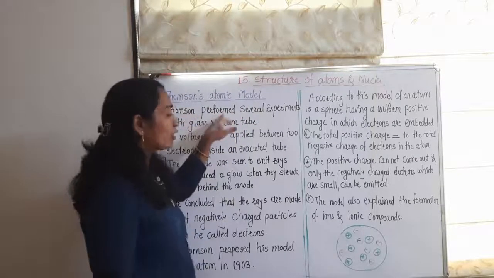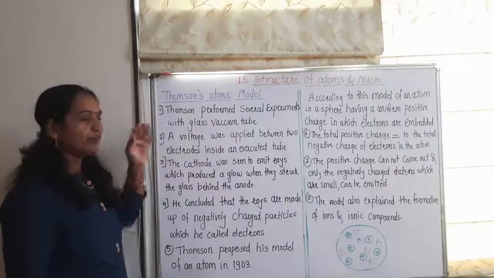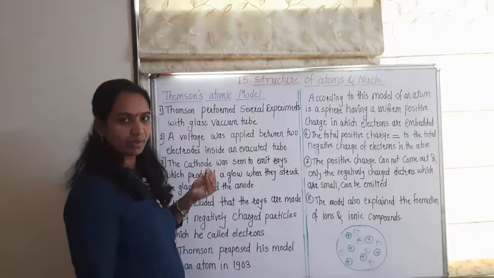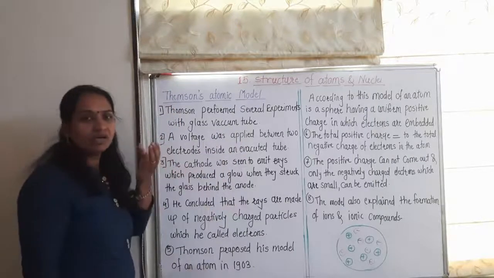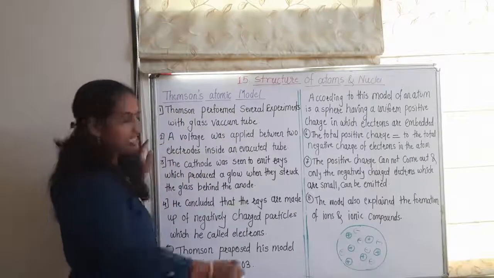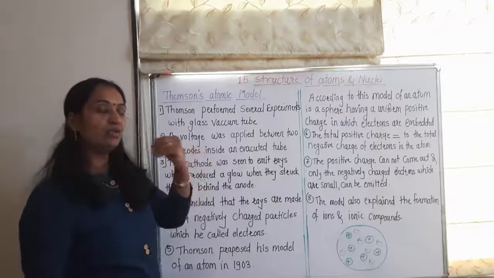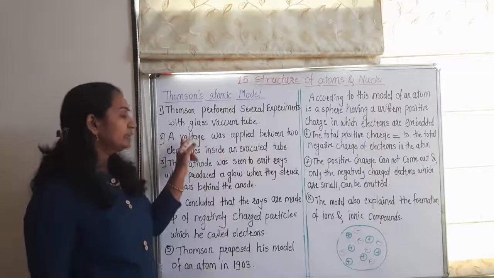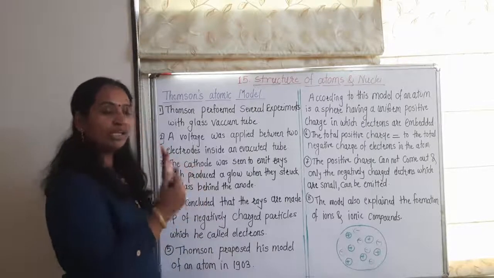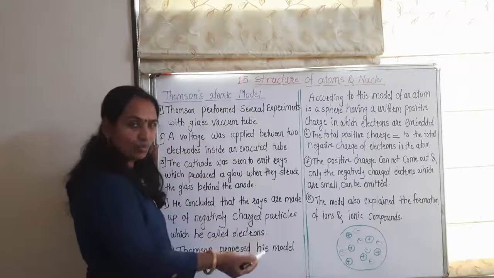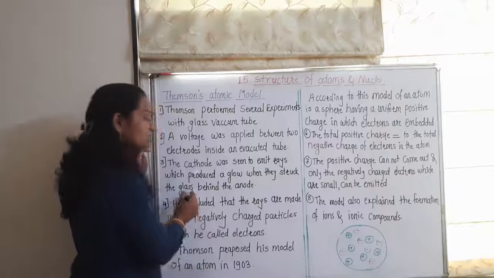Thomson performed several experiments with a glass vacuum tube, and this glass tube consists of two electrodes, the cathode and the anode. When a voltage is provided between the cathode and anode, the cathode emits rays which produce a glow when they strike the glass.